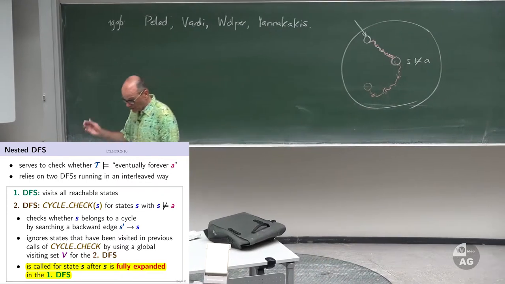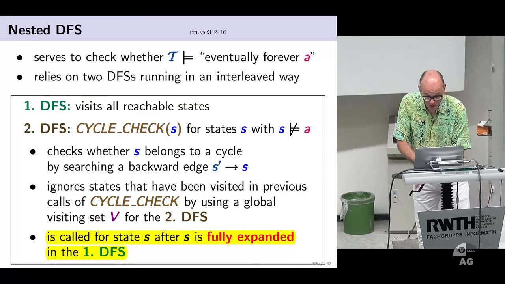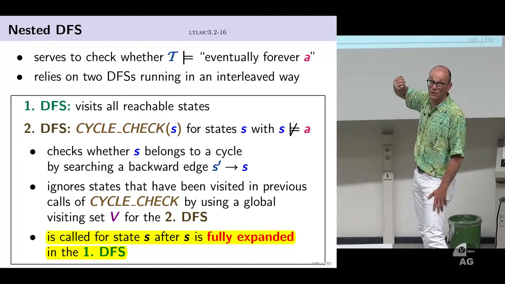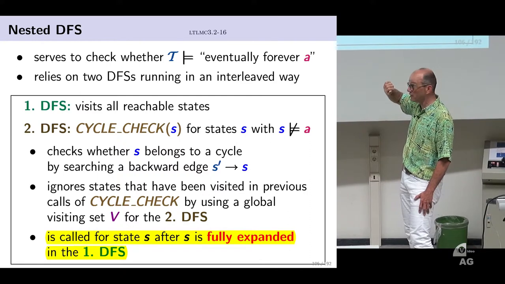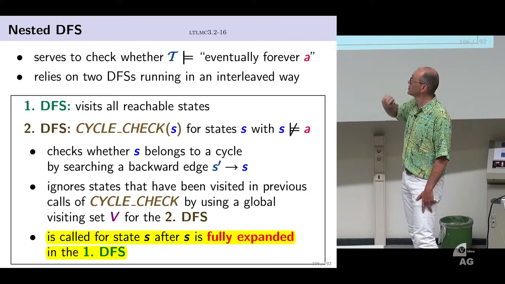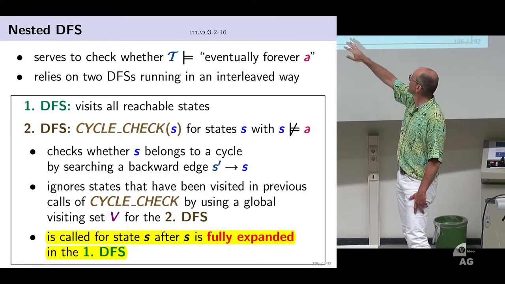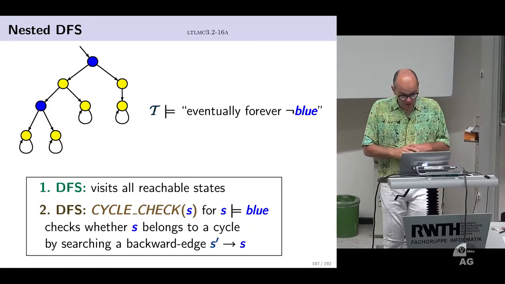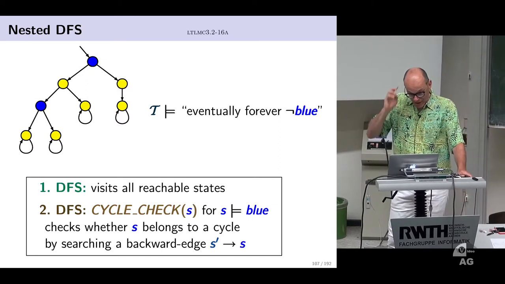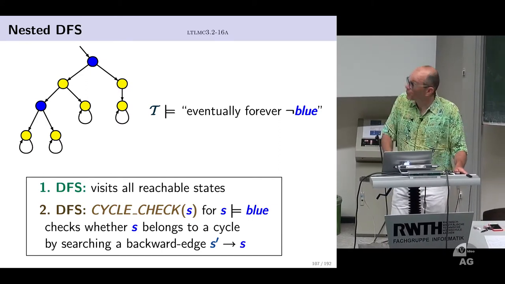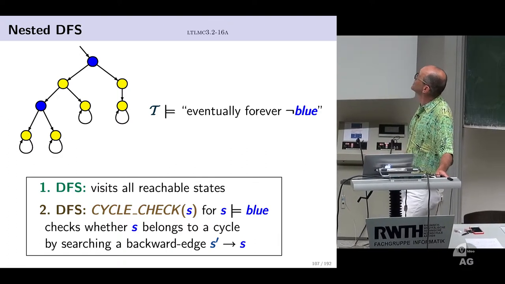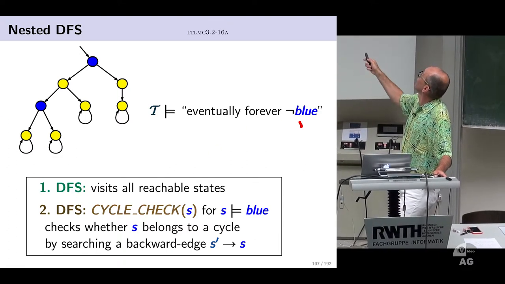Good. I have some examples to show you how this works. So this is the important point in the algorithm. You invoke the nested depth first search only if in the outermost depth first search, the orange one, the state is what we call fully expanded. Okay, so let's suppose that we have this example. This is my transition system. I have blue and yellow states, and I want to check eventually forever not blue.